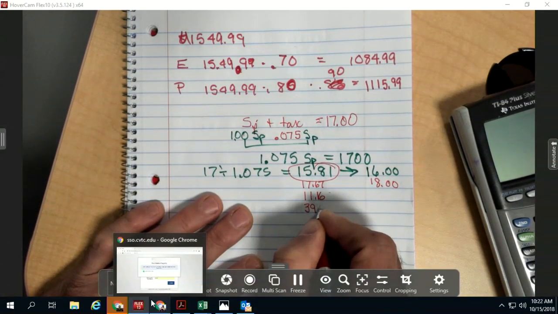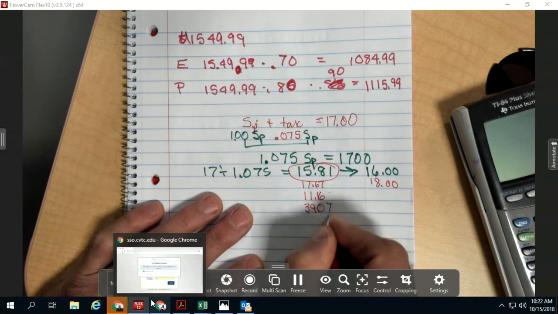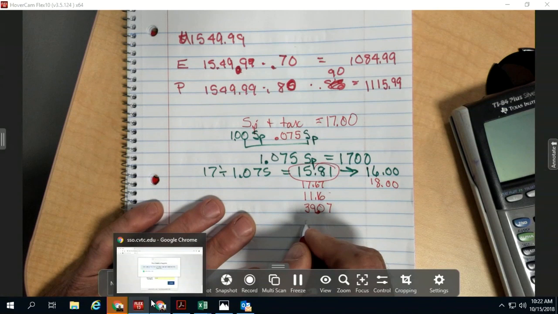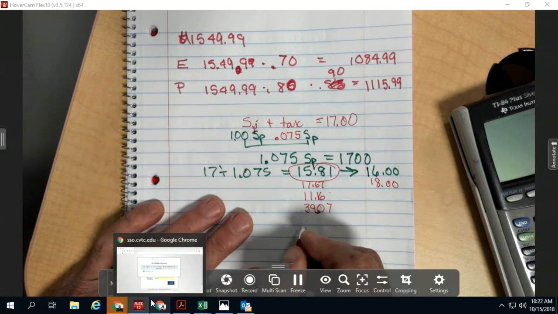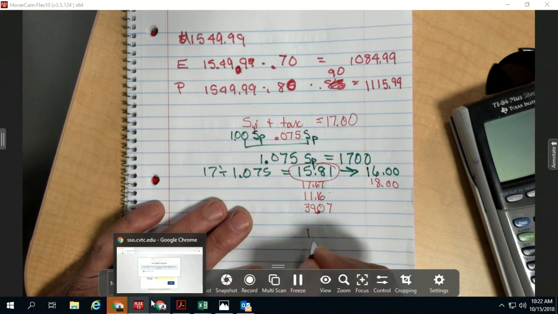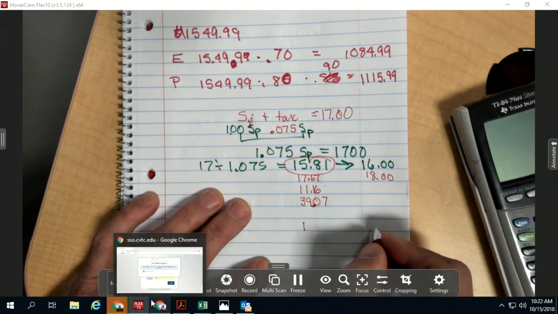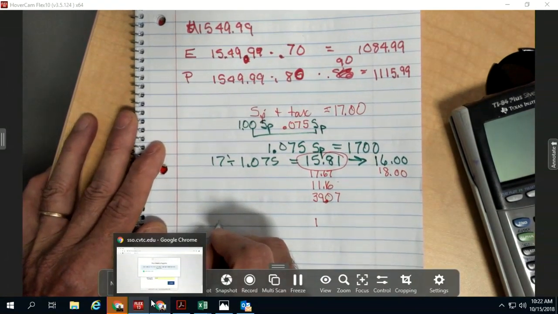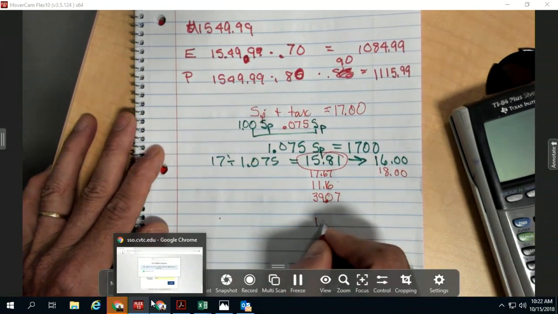Next group. What did you guys get? 39.069, so 39.07. Yep. Lauren? I have no idea what we're doing. Okay. Does anybody at your table know what you're doing? I'm working on it. Okay, last table. 16. I think you've got to check, what was the price before? 15.81.